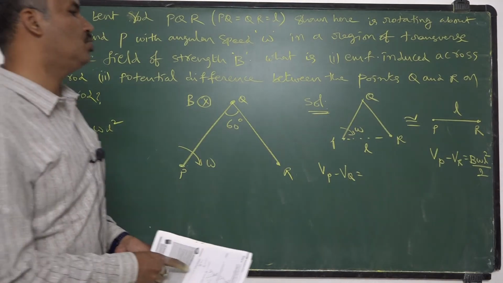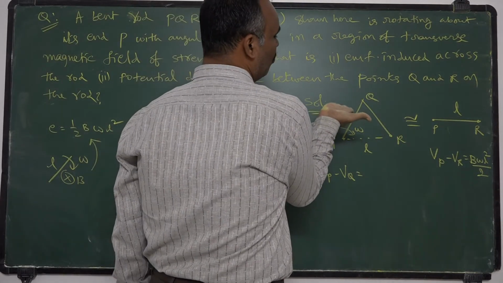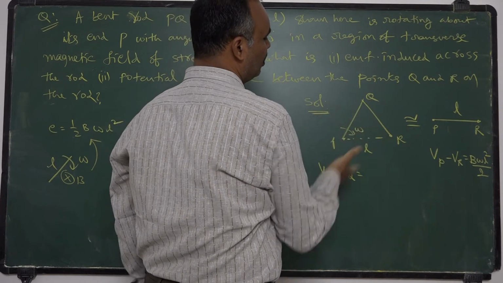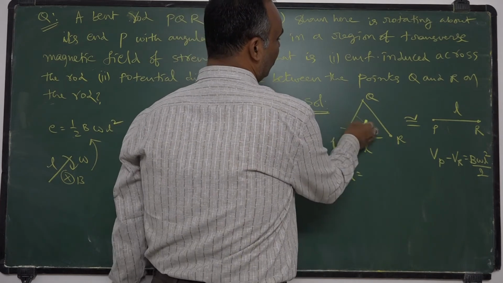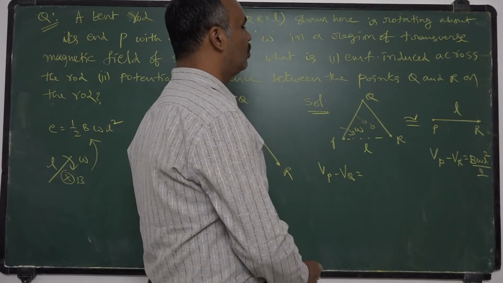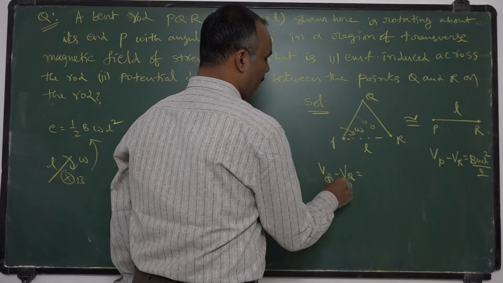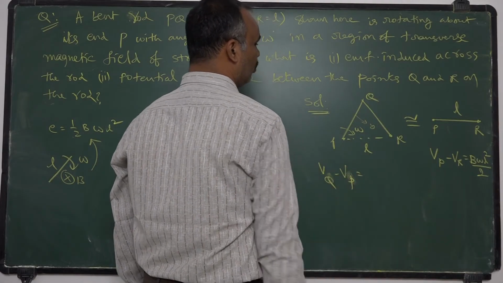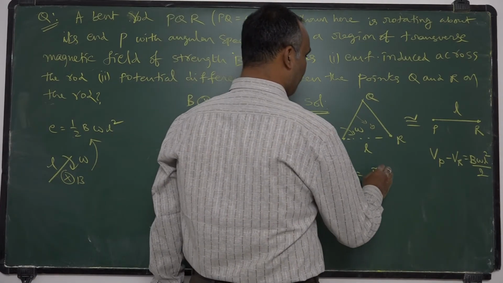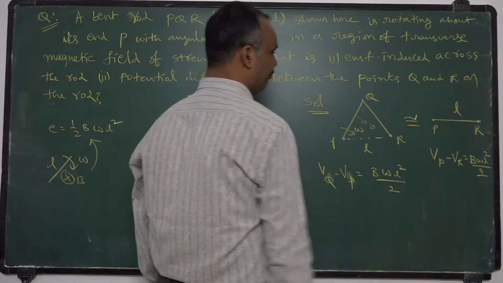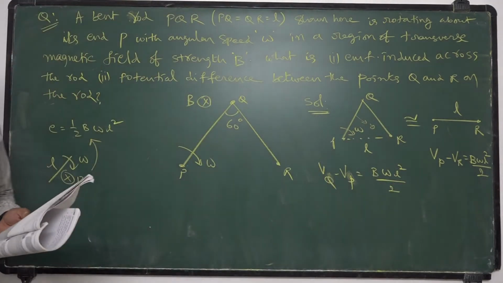Here is one more point you should take into consideration. Who is having high potential? The rod is having angular velocity like this, which means the linear velocity will also be in this direction. So Q should have high potential, P should have low potential. So Vq minus Vp is B omega L square by 2.